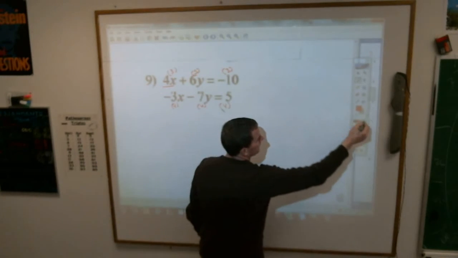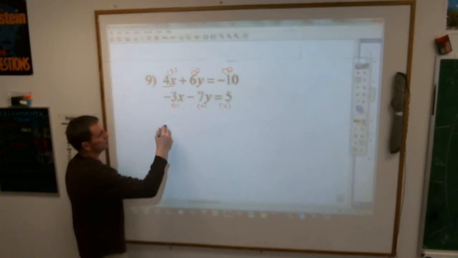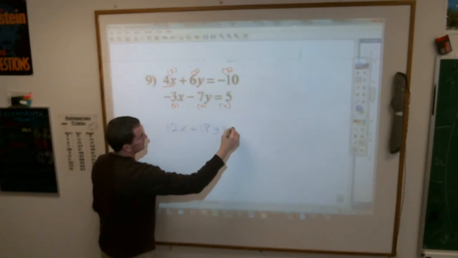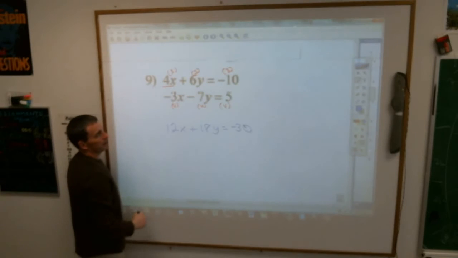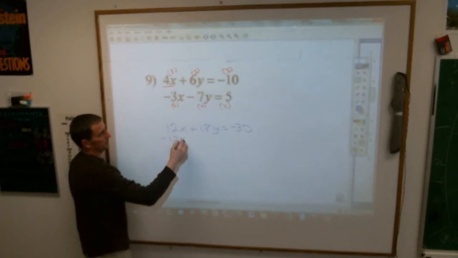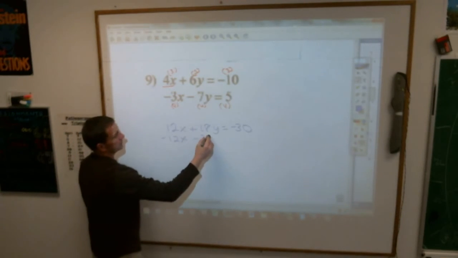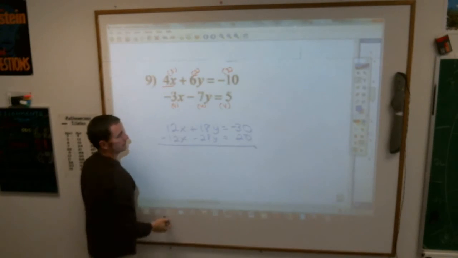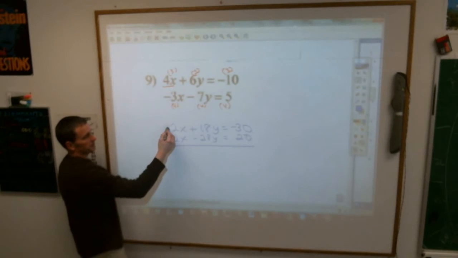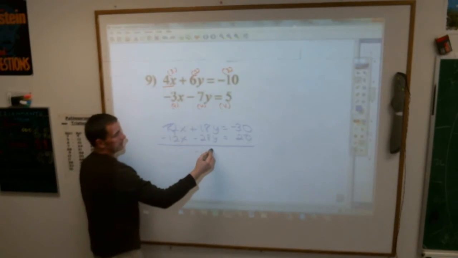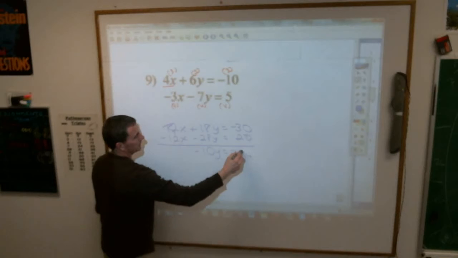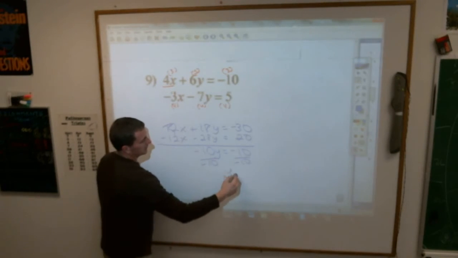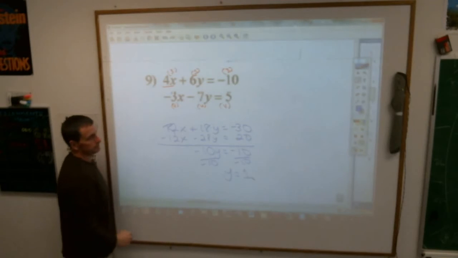Then, once again, multiplying it out, you get 12x plus 18y equals negative 30. On the bottom, a negative 12x would be minus 28y equals 20. Now when you add them together, these are completely opposites, so they go away. Negative 10y equals negative 10, divided by negative 10, y equals 1.